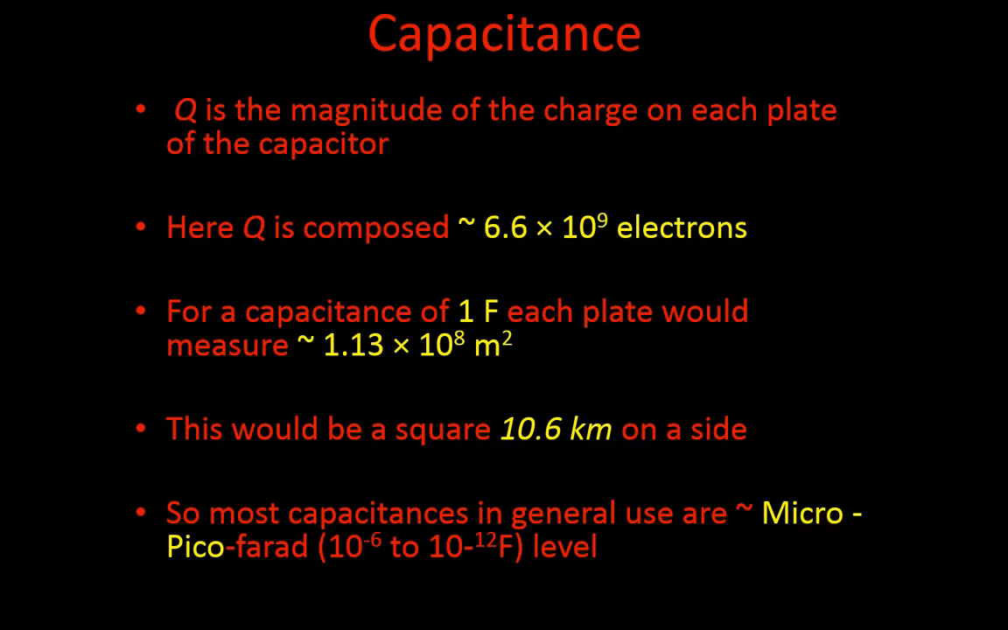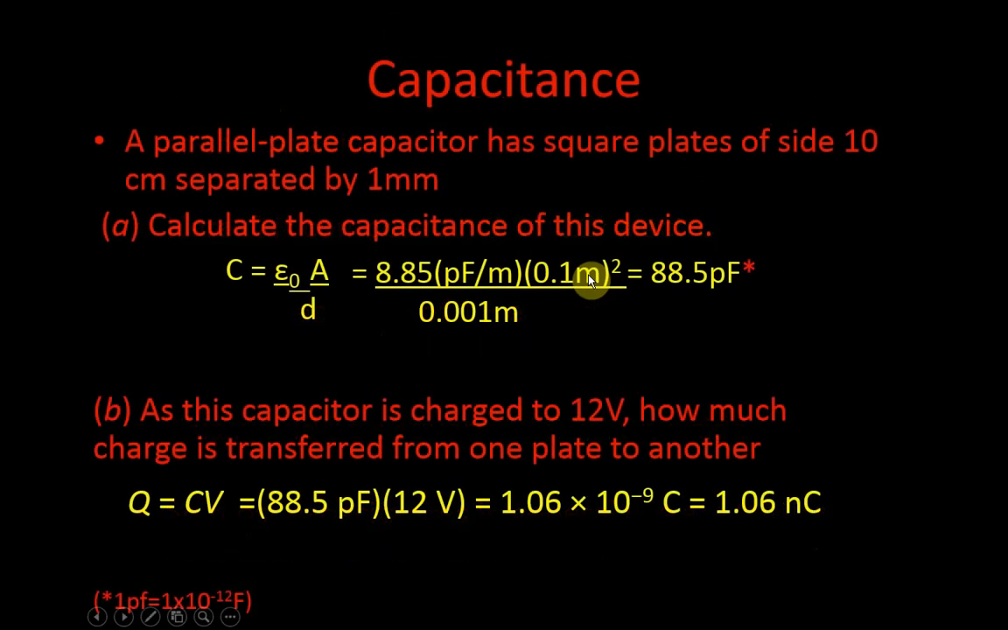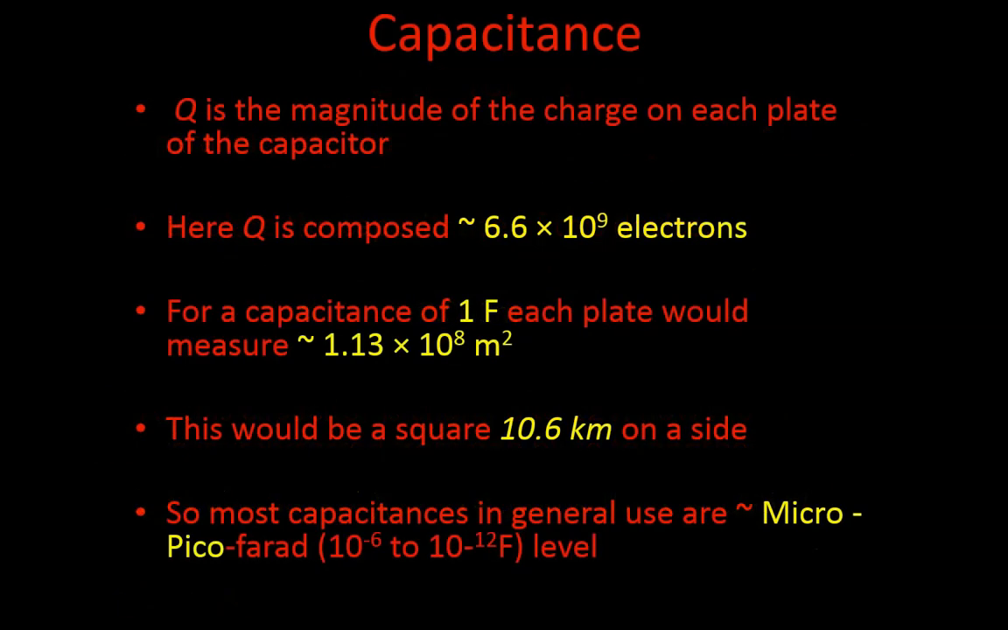So if we look at the system that we just calculated, the Q, the charge in that case, is 6.6 times 10 to the 9 electrons. That's how many electrons will make up this charge of 1.06 nanocoulombs. Remember, the charge on the electron is 1.6 times 10 to the negative 19 coulombs.